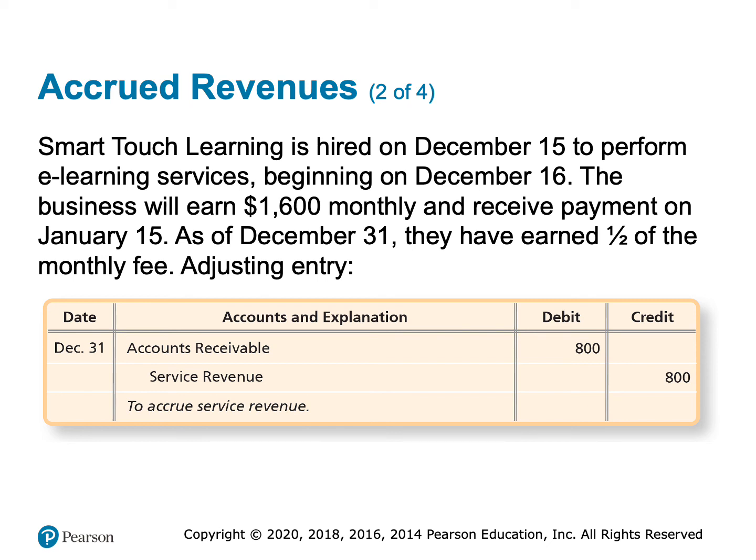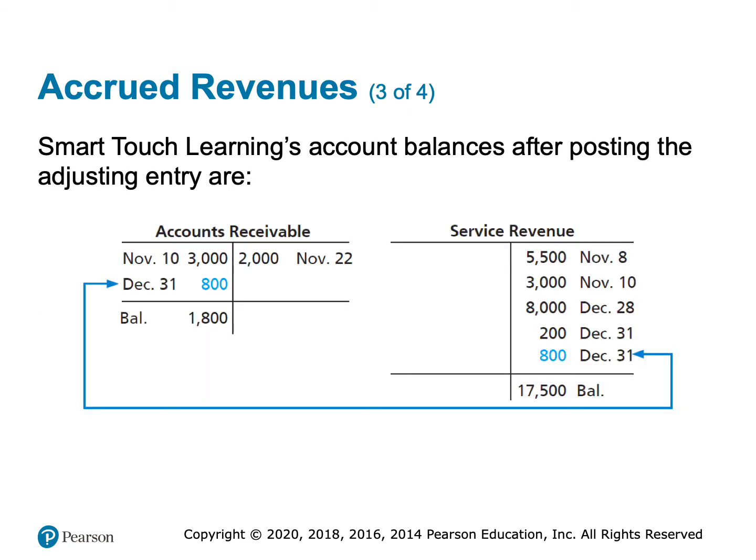And now I've recorded how much service revenue. So that if I were to look at my service revenue T account, again, it would correctly show how much work I have done this year, even though I haven't gotten paid for it. I have done the work. So now again, my service revenue account correctly shows how much work I've done, and my accounts receivable account correctly shows how much money I really am expecting to collect in the future.